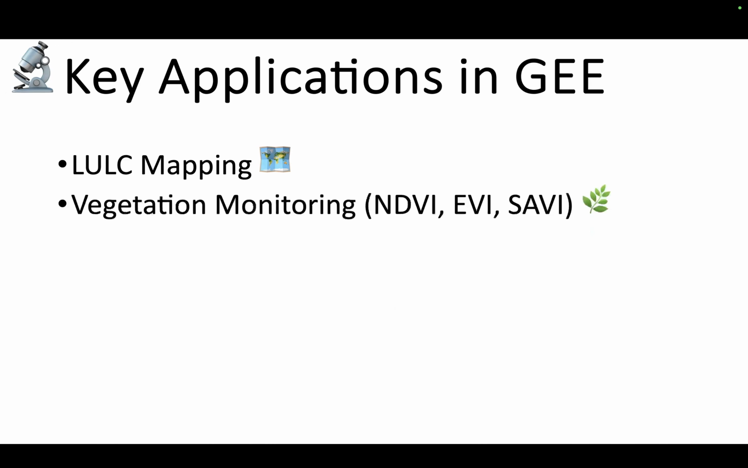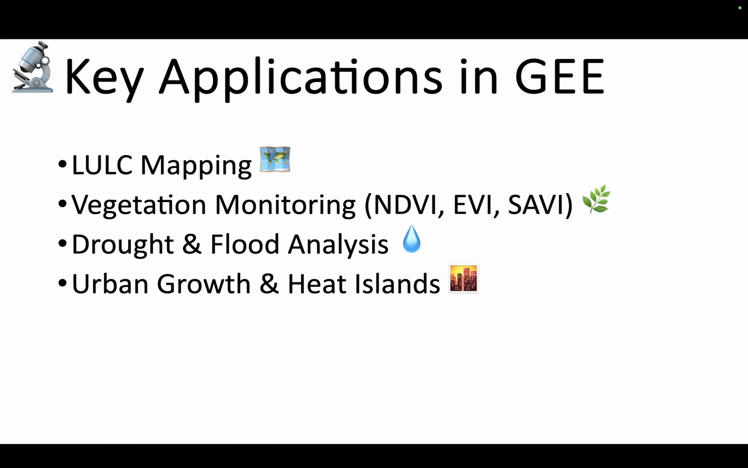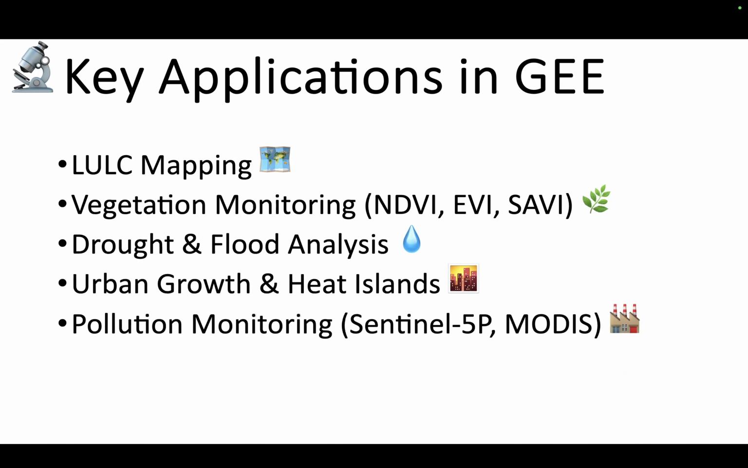Key applications in Google Earth Engine are land use, land cover mapping, then vegetation mapping, such as NDVI, EVI, then drought and flood analysis, then urban growth and heat island analysis, then population monitoring. Then we also do pollution monitoring of different pollutant factors, such as sulfur dioxide, carbon monoxide, carbon dioxide, methane, or nitrogen dioxide. These types of gases we can easily monitor.